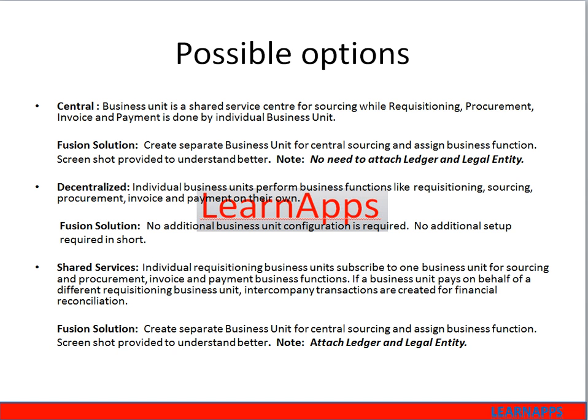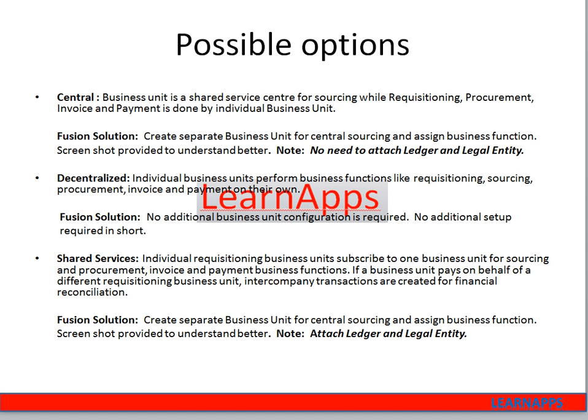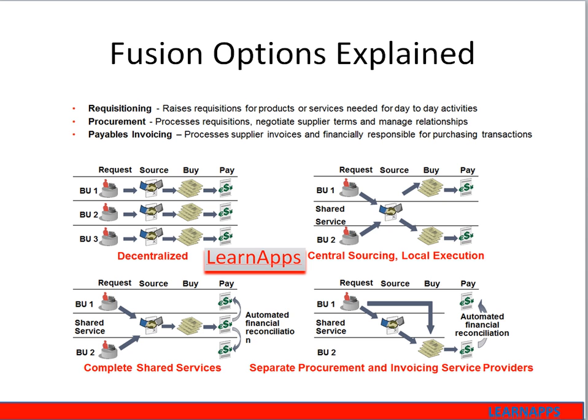How does it work in terms of Fusion? The first option is decentralized. For example, we have three business units. Request, source and buy, and pay: requisitions, sourcing and procurement, invoice and payment functions will be decentralized. We don't need to do anything new. If you have three business units, configure three business units and create the business unit functions for all three and perform as it is.